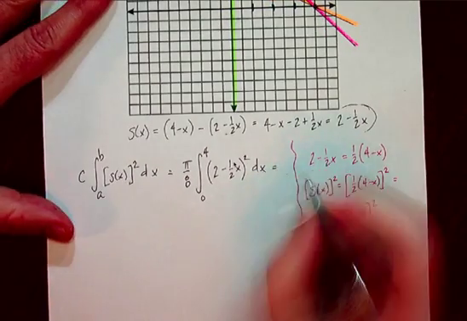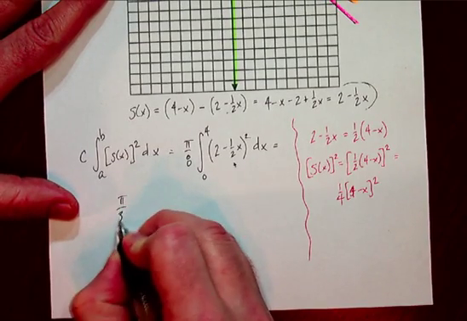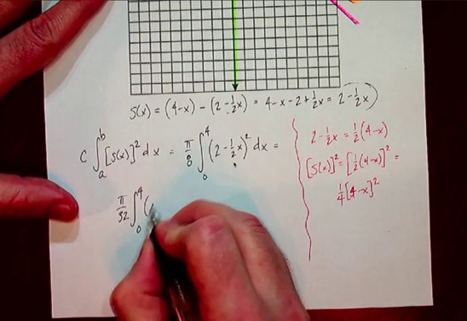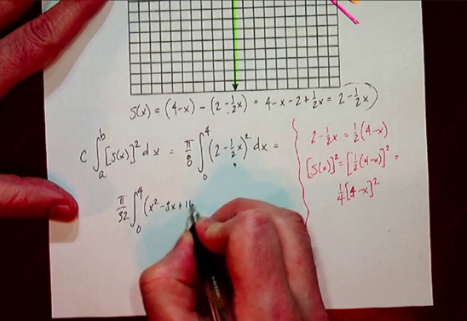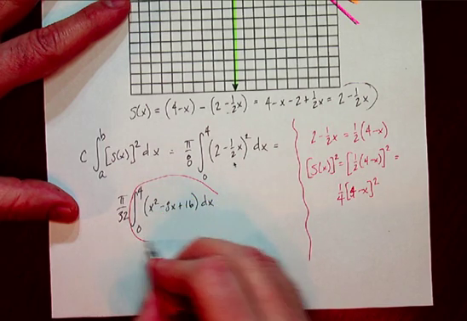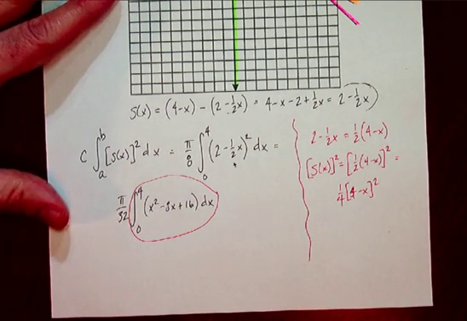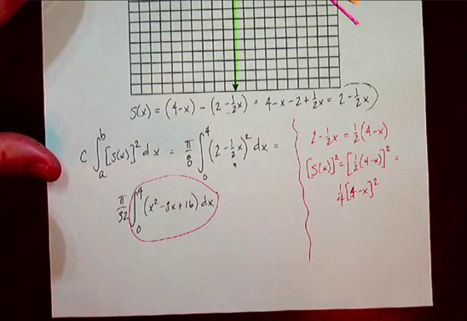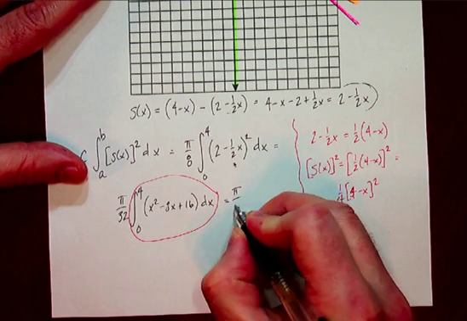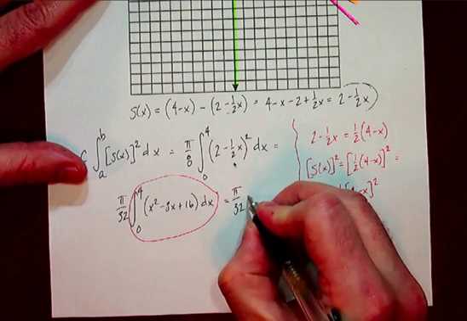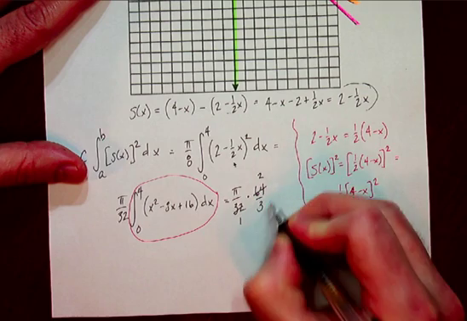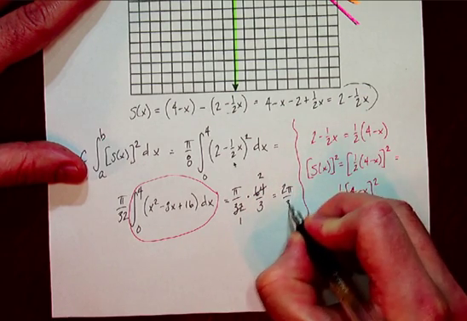And so this can wind up being pi over 32 from 0 to 4 of x squared minus 8x plus 16 dx. Now, I happen to know the value of that integral. That was exactly the integral from my last problem. It was 64/3. And so this one just happens to be pi over 32 times 64/3, which is 2 pi over 3.